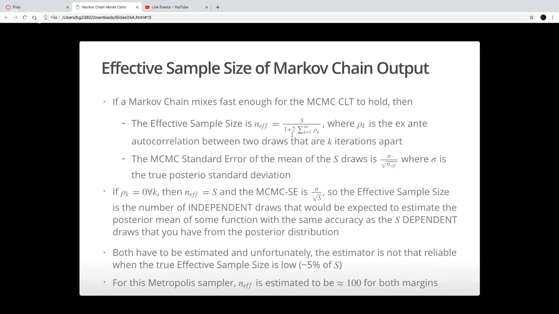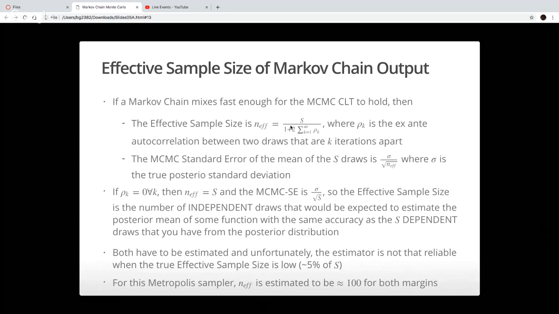And so if all these rhos were 0, then it would just be the infinite sum of 0. 2 times 0 is 0. We'd be left with S/1. And the effective sample size would be equal to the total sample size. In which case, the Markov chain Monte Carlo standard error would be the same as the standard error that you probably heard about before in other classes, sigma divided by the square root of n. Well, in this case, it's sigma divided by the square root of the effective n, where the effective n corresponds to this formula here.